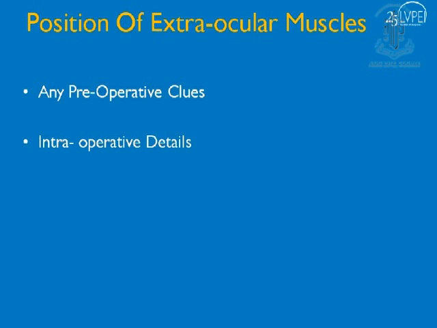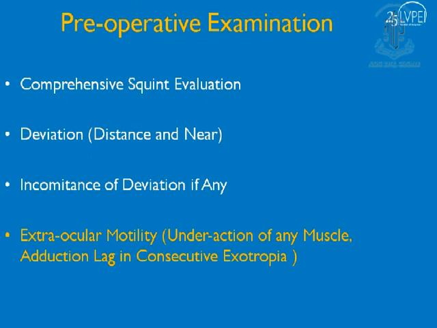But what is the position of the muscles? Do we have any pre-operative clues, or do we have any diagnostic clues? Or finally, we may have to rely upon the intraoperative details of such patients. A careful examination may tell us whether the amount of the previous surgery was optimum, or was there an over-recession, or there could be an abnormal thing which could have happened after the surgery was done.